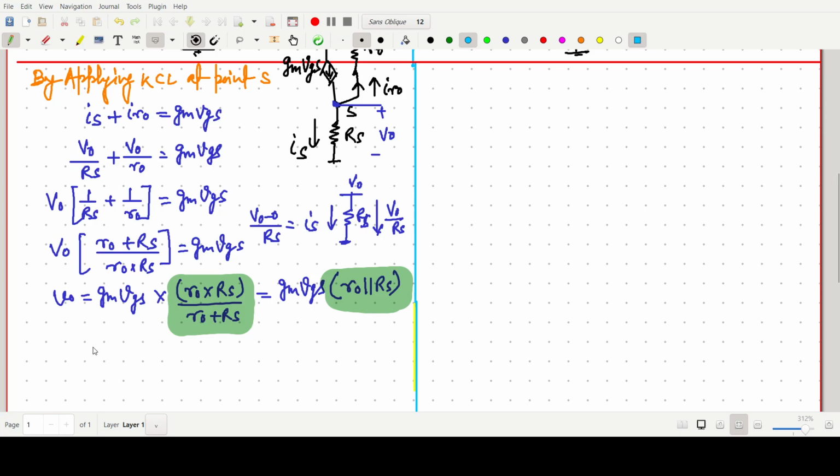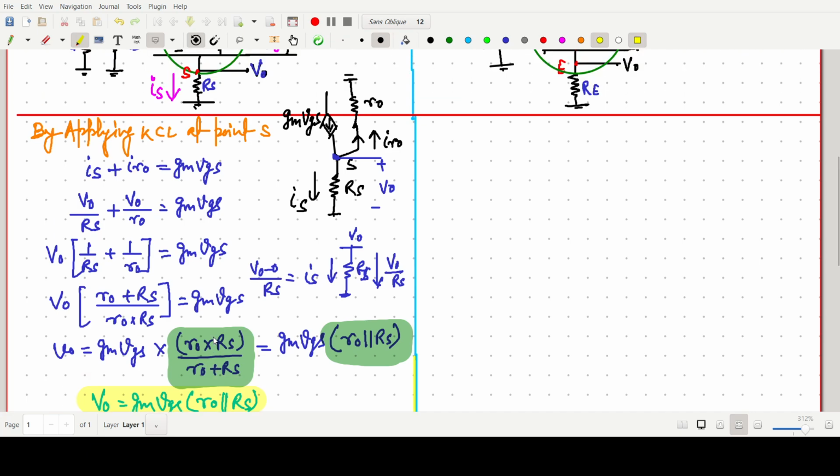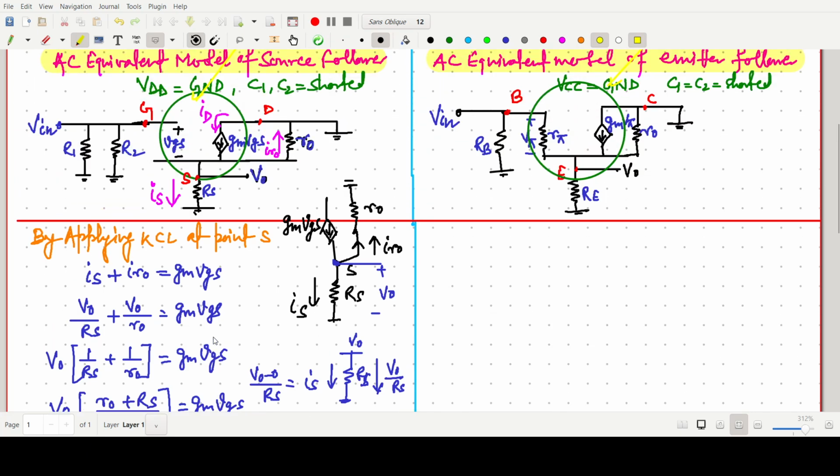Means V naught is now our gm VGS, R naught parallel with RS. So this one is the V naught value. Now we have to make a relationship between V in and V naught. For this purpose, we will write a KVL equation in this loop.